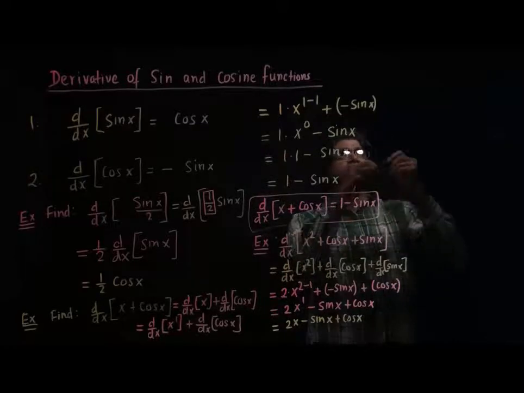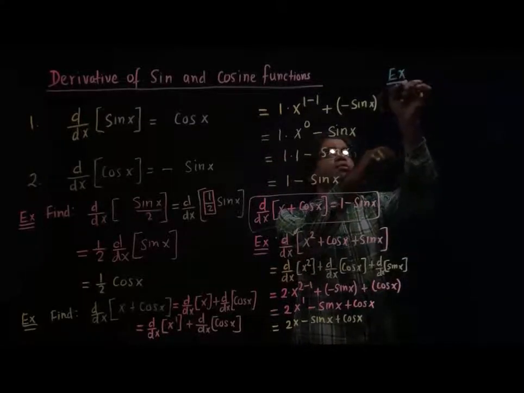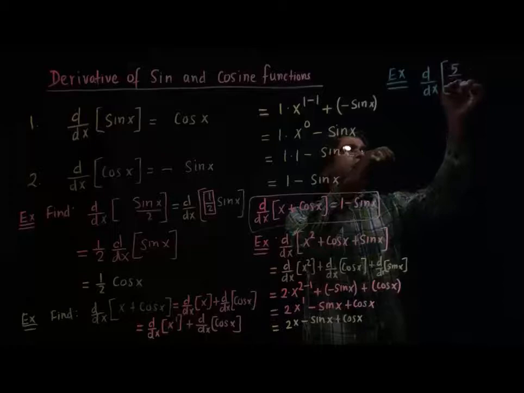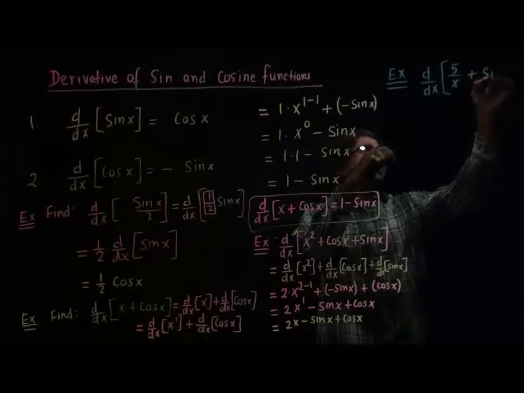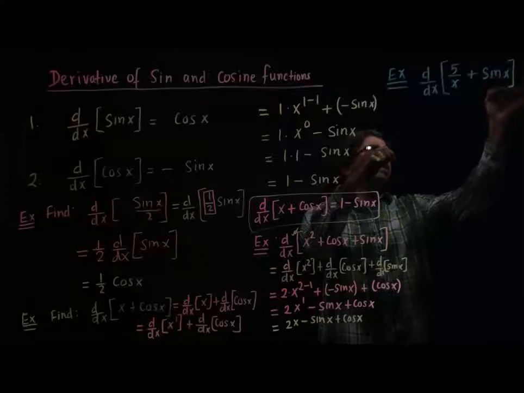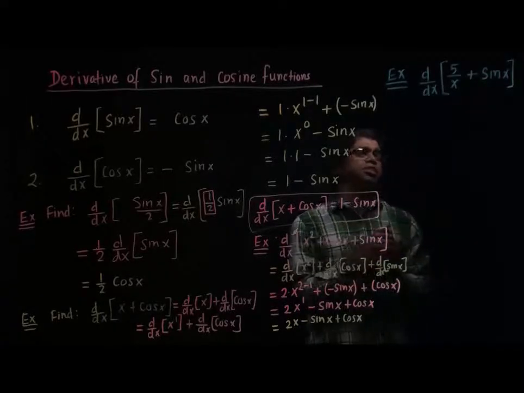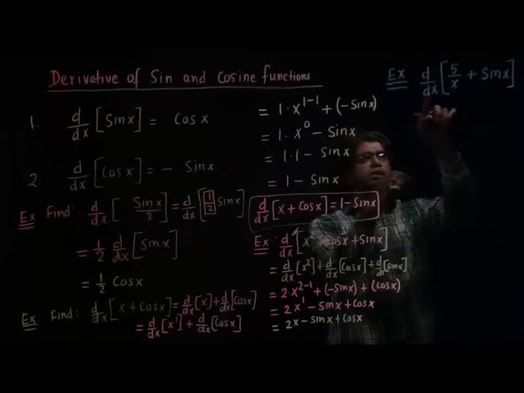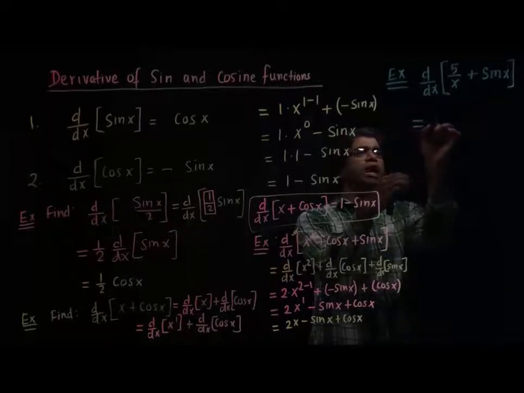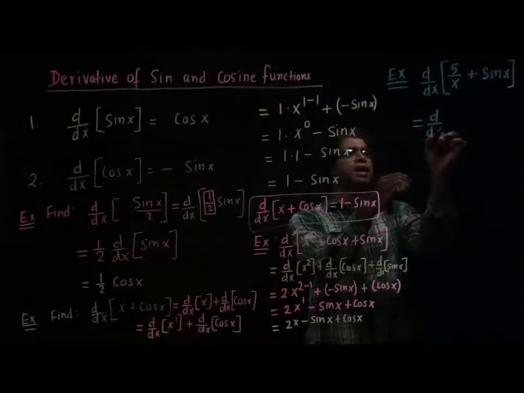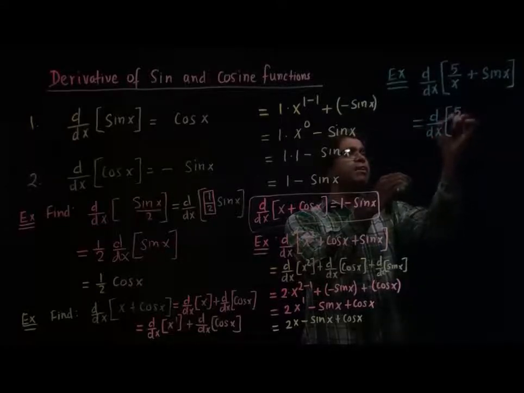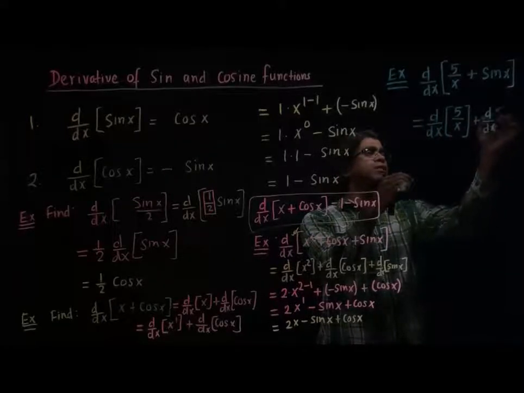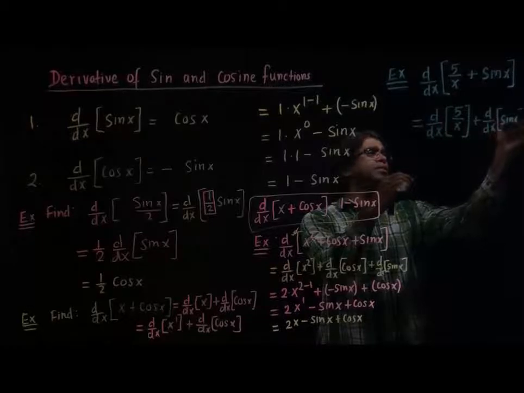Now let's consider another example. My example is we have to find d by dx of 5 over x plus sine x. In order to differentiate this function, I'm going to distribute d by dx inside the bracket, and if I do that, this is equal to d by dx of 5 over x, plus d by dx of sine x.